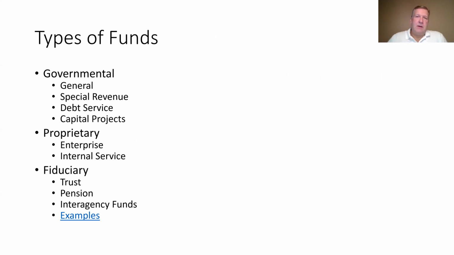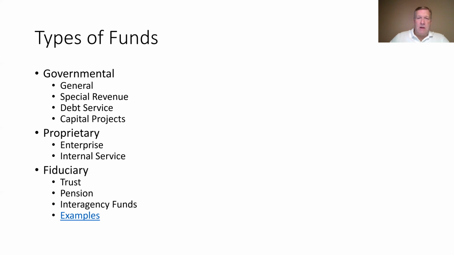So fund-based accounting at its most simple level requires that governments must segregate their money into different funds to make sure that they are not double spending money. It allows you to impose control over how those monies are being spent. So there are three basic categories of funds in fund-based accounting. There are governmental funds, proprietary funds, and fiduciary funds.